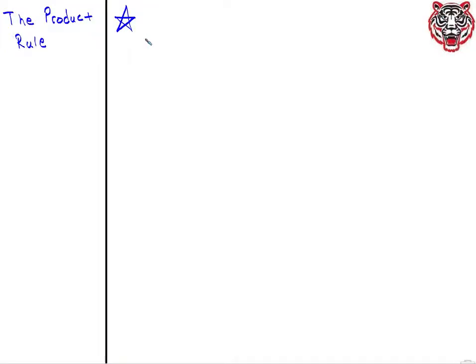Thank you. So here's our rule for the day. This is the most important thing. This needs to be in your summaries. This is the product rule. And here is the definition of the product rule.